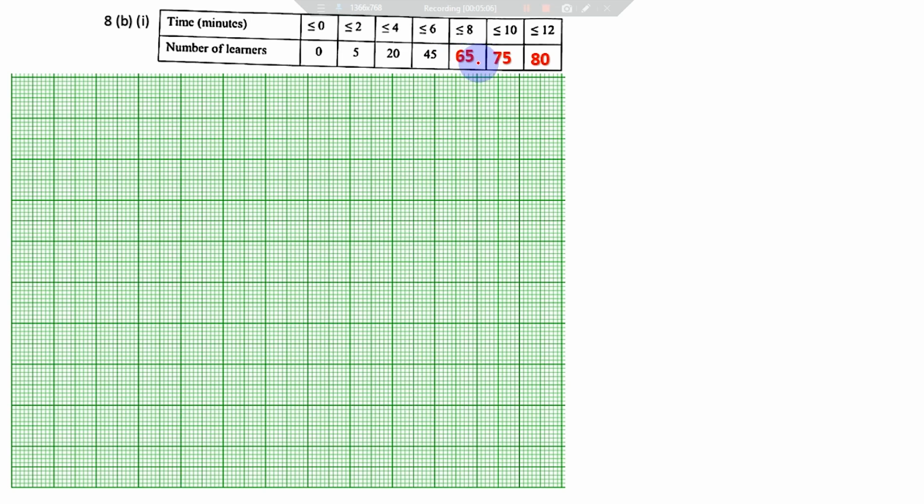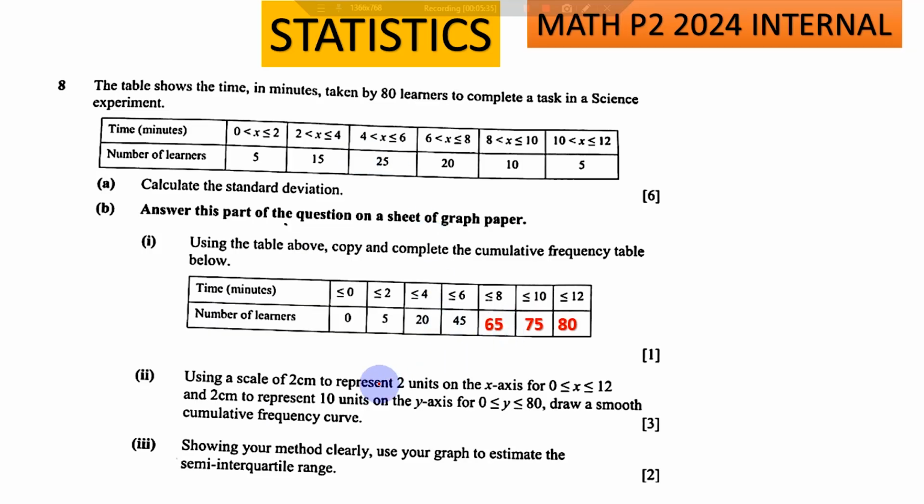If you forget to redraw this table on the graph paper, it means you are not going to get your 1 mark, because you are completing the one that they've said: copy and complete the frequency, the cumulative frequency table. Okay, next we look at what we have here.